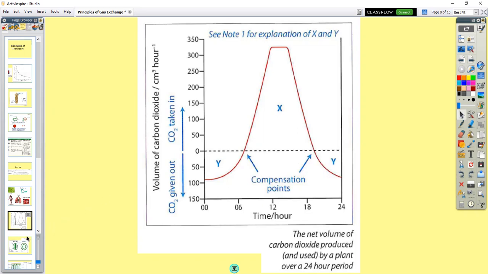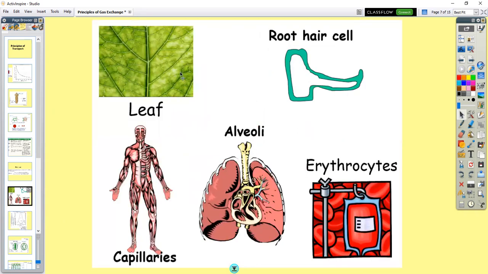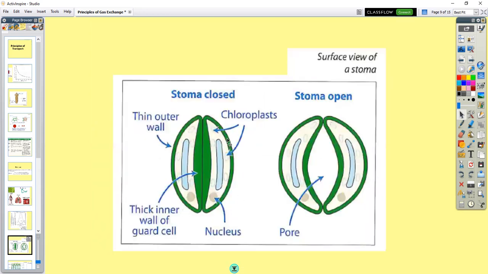Then they go on and talk about adaptations of the leaf for gas exchange. As we talked about above, the leaf is very thin, it has a large surface area, it has air spaces in the spongy mesophyll, and it has stomata, which can open and close. The guard cells, as we talked about in tissues and organs, are involved with the opening and closing of the stomata. You don't need to know an awful lot of detail, but it's when water moves in and out of the guard cells.